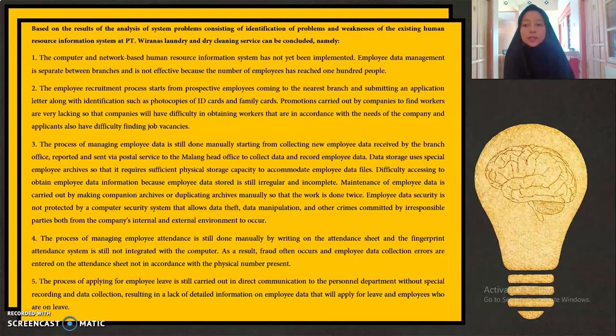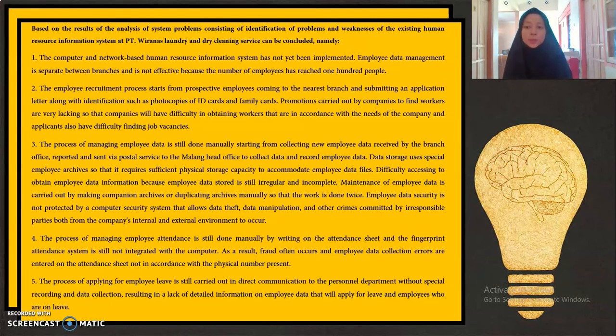Maintenance of employee data is carried out by making companion archives or duplicating archives manually, so the work is done twice. Employee data security is not protected by a computer security system, which allows data theft, data manipulation, and other crimes committed by irresponsible parties from the company's internal and external environment.